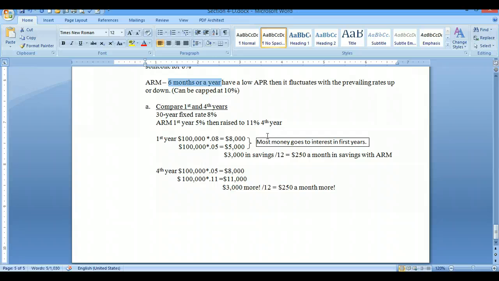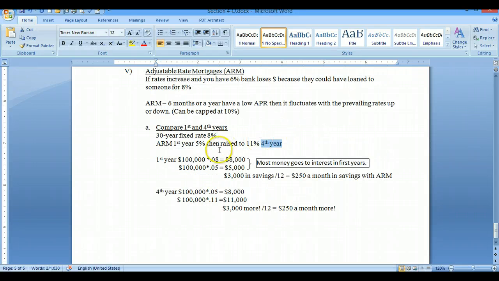So let's compare these two mortgages here. We have a 30-year fixed mortgage at 8% versus an adjustable rate mortgage, and the first year it's at 5%, and then in the fourth year it's raised to 11%. So let's see what happens in these first couple of years. And it really depends on whichever one you want, because sometimes you aren't going to be there for very long. Maybe you're going to buy a home and only stay there for 3 years. So this fourth year won't affect you. So let's go with the 30 year.